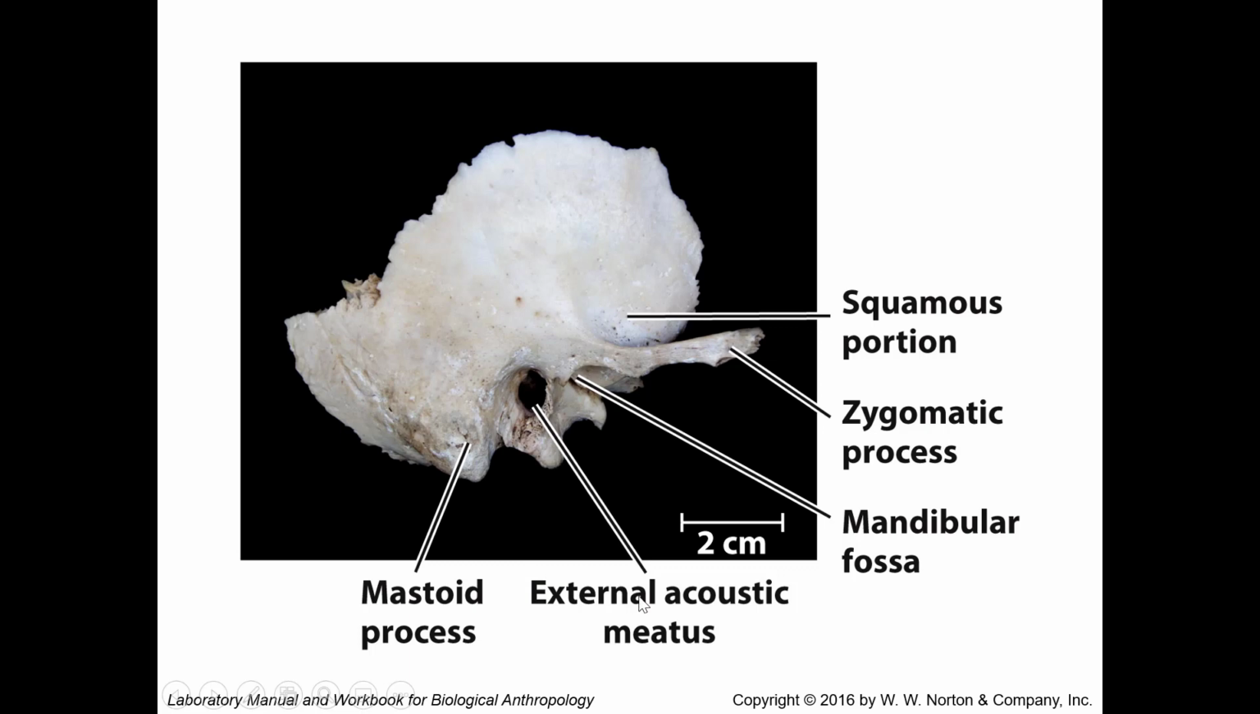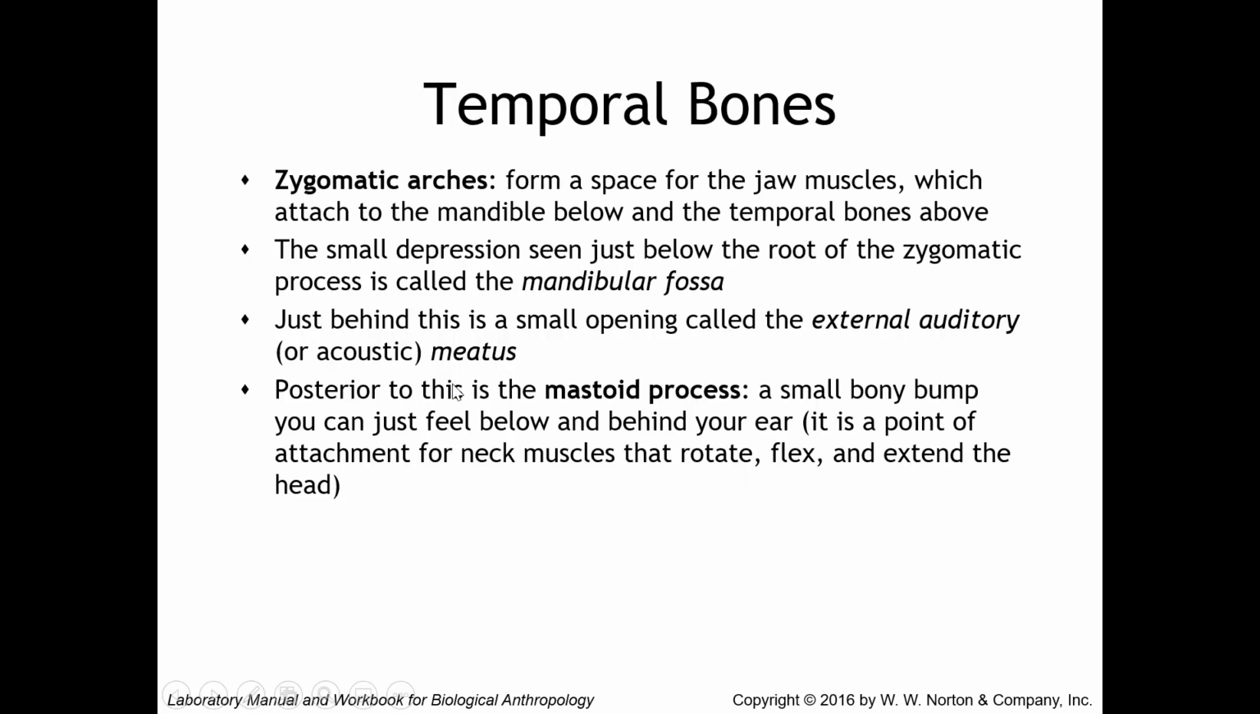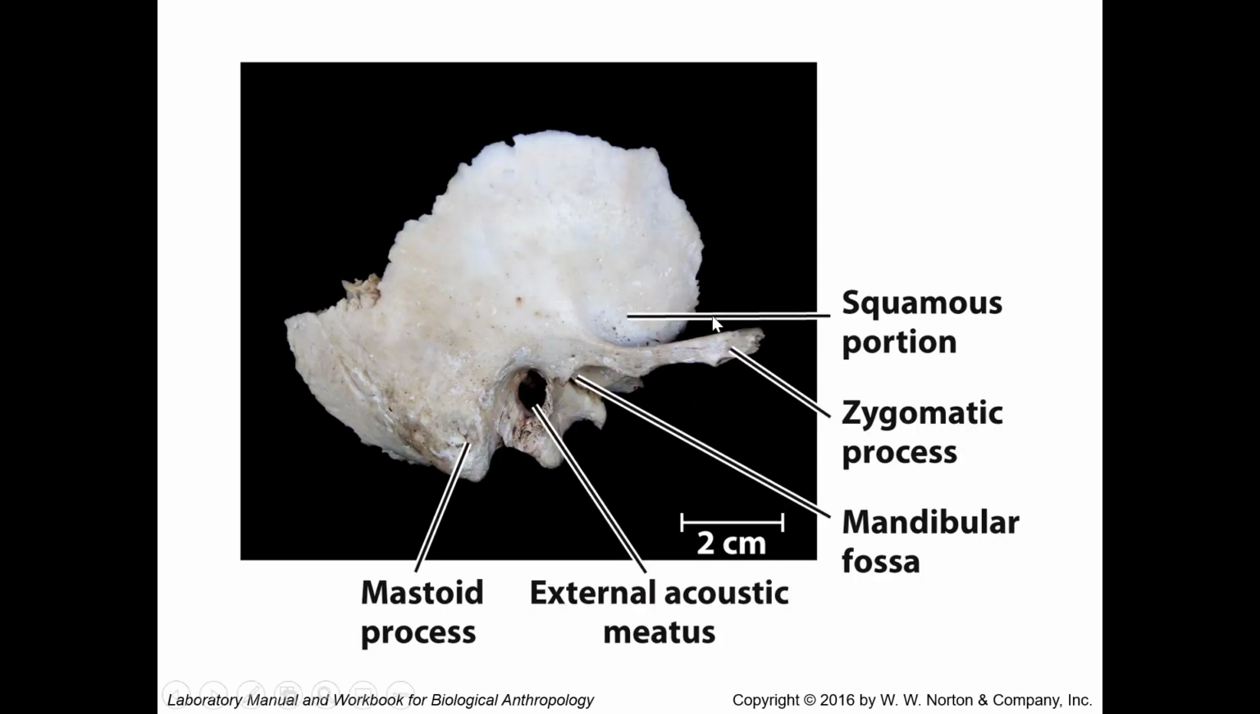And here's the external acoustic meatus, where our hearing happens. And then this important feature is the mastoid process, which we'll talk about right now. So our zygomatic arches form the space for the jaw muscles, and they attach to the mandible below and the temporal bones above. There's a small depression seen just below the root of the zygomatic process, and this is called the mandibular fossa. All right, so you can see here. So here's our zygomatic process, right?